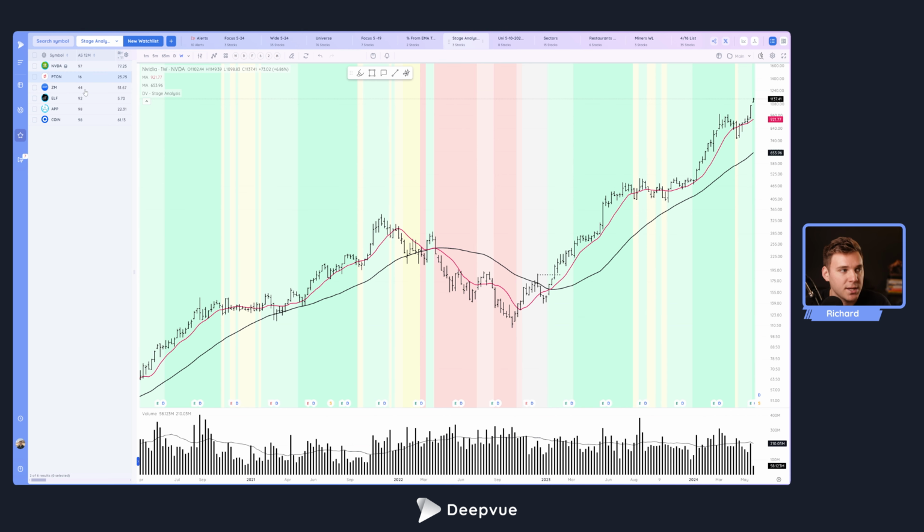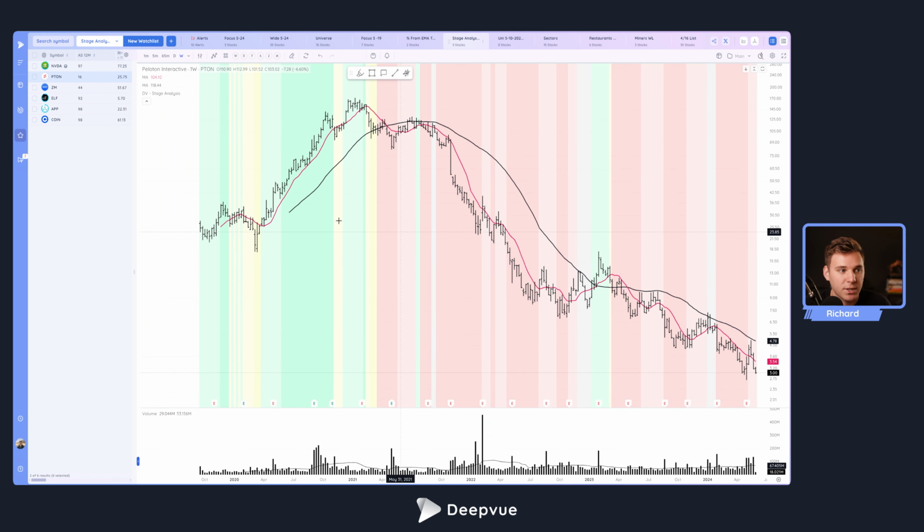If we go to Peloton, which is a great textbook example of the stage analysis cycle, we've got the stage 2 uptrend while it was good in 2020. Then we lose momentum. Stage 3 begins just in February of 2021. We form lower highs. We undercut the moving averages. The moving averages start declining. And all of this is a stage 4 decline.